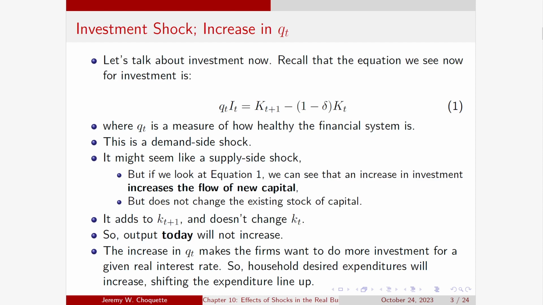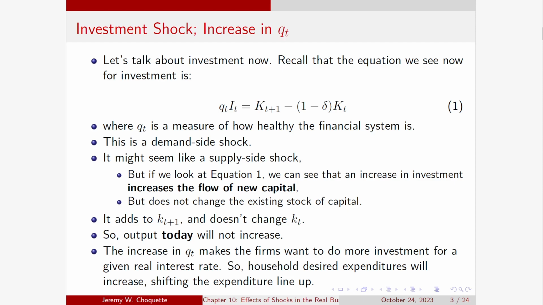this is originating in the demand side of the economy. Why? Well, because it's coming from a household decision. If you remember the whole consumption savings problem, this is really sort of an extension of that, right? The household is going to be consuming a little bit less and saving a little bit more. So if we look at equation 1, there's an increase in investment. It's going to be increasing the flow of new capital, but it's not changing the existing stock of capital. So it adds to K_{t+1} and doesn't change K_t. So output today is not changing at all.